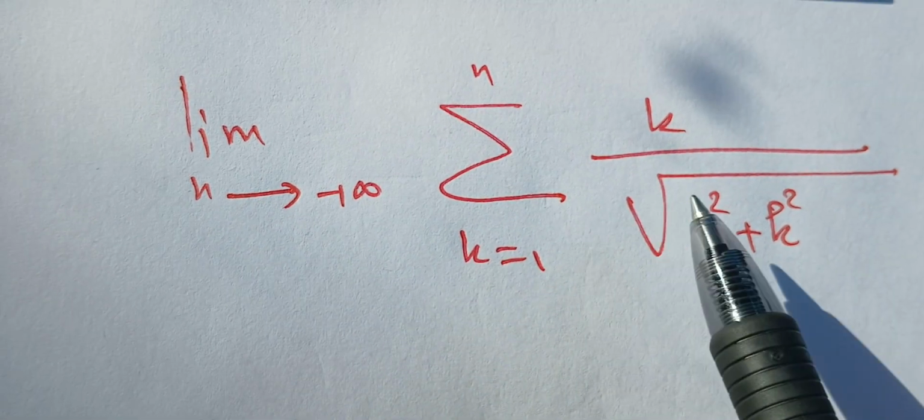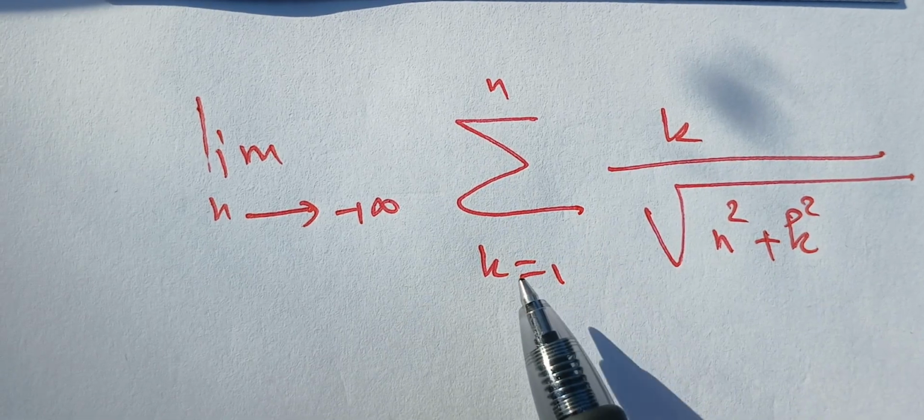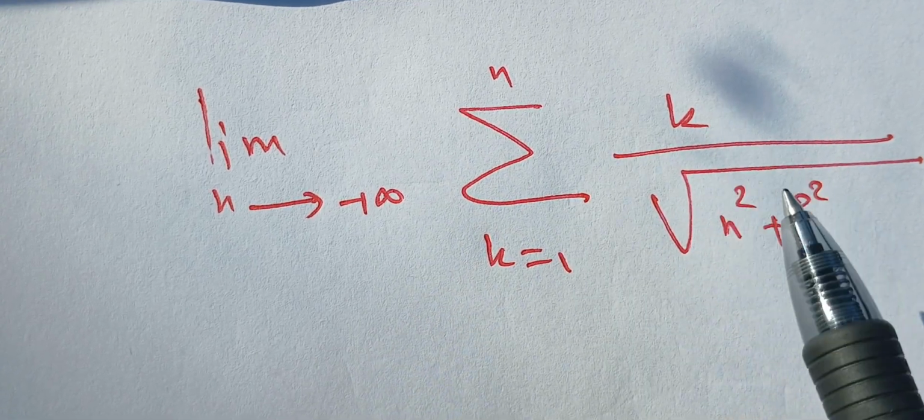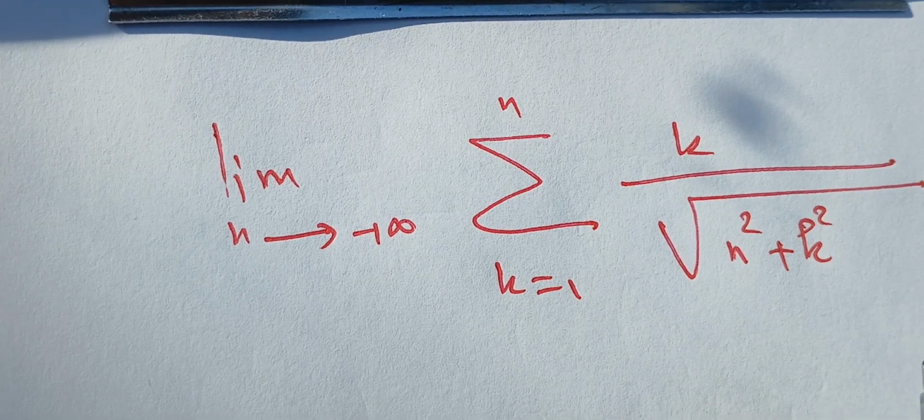In this problem, we're going to try to find the following limit: the limit of this sum, with k going from 1 to n, of k over the square root of n squared plus k squared.